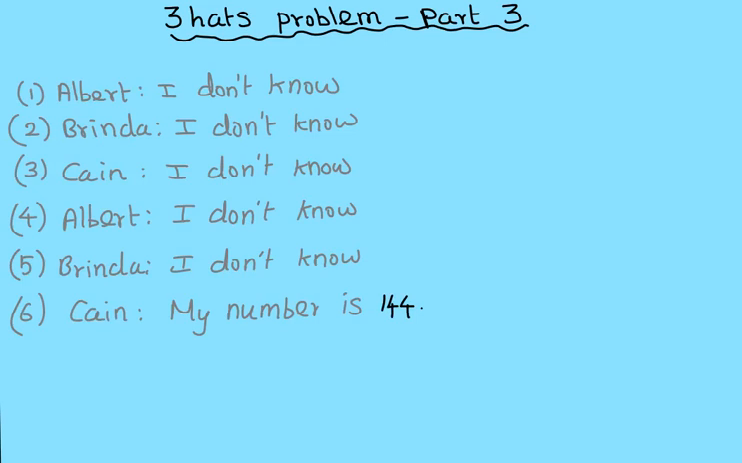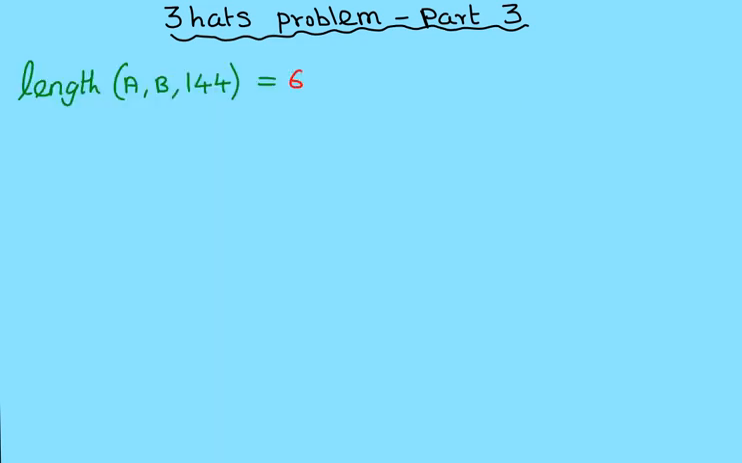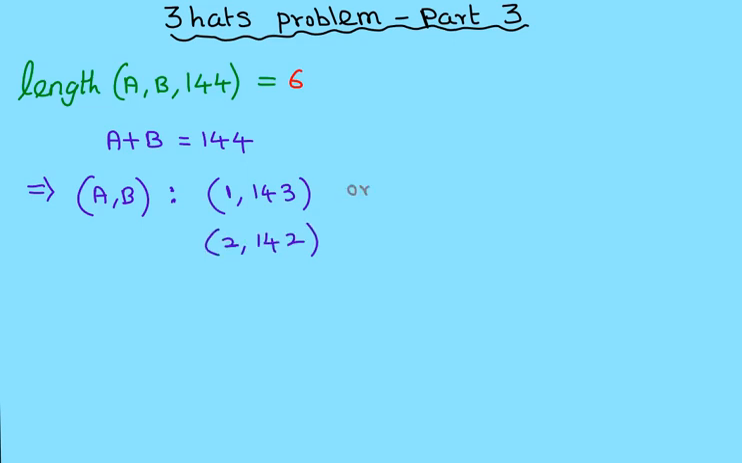So to find the solution for our original problem, we need to find the values of a and b such that the length of AB144 is 6. If C is the sum of A and B, that is A plus B equal to 144, there are only 143 possibilities to check, like A can be 1, B can be 143, or A can be 2, B can be 142, or A can be 3, B can be 141, and so on up to A equal to 143 and B equal to 1.